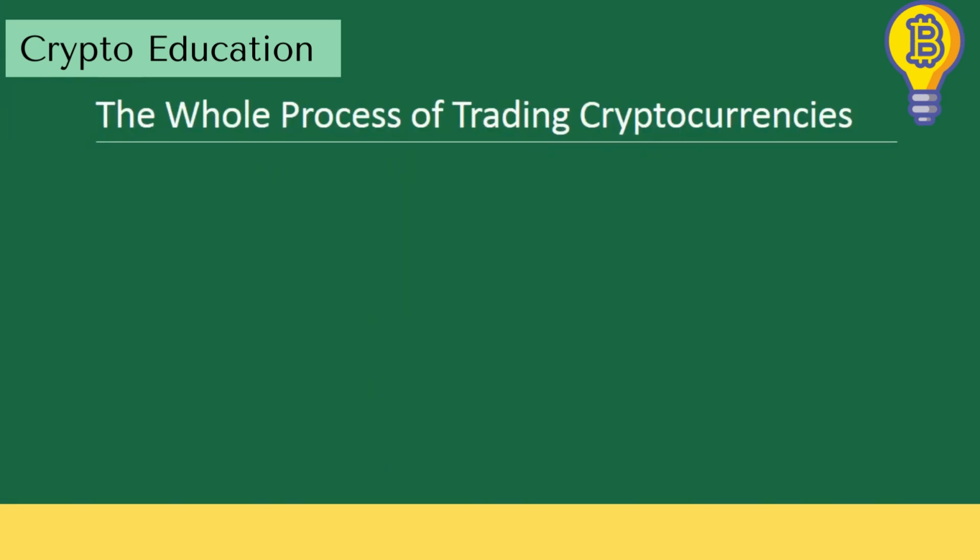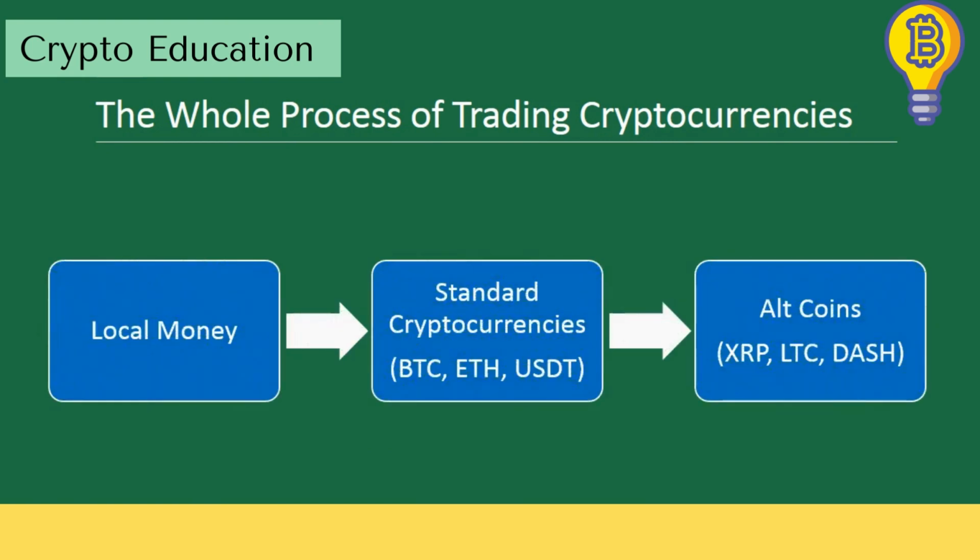Okay, now let's talk about the whole process of trading cryptocurrencies. The first step is to use your local money to purchase some standard cryptocurrencies, such as Bitcoin, Ethereum, Tether, and Bitcoin Cash. You can buy these coins on Coinbase, Bitstamp, Gemini, or localbitcoins.com. These cryptocurrencies are the most popular at the time I made this video.